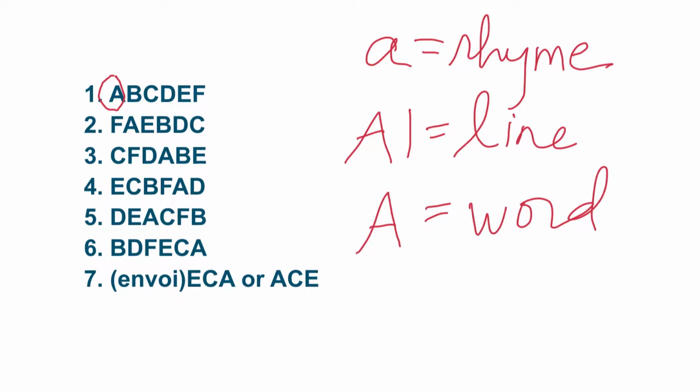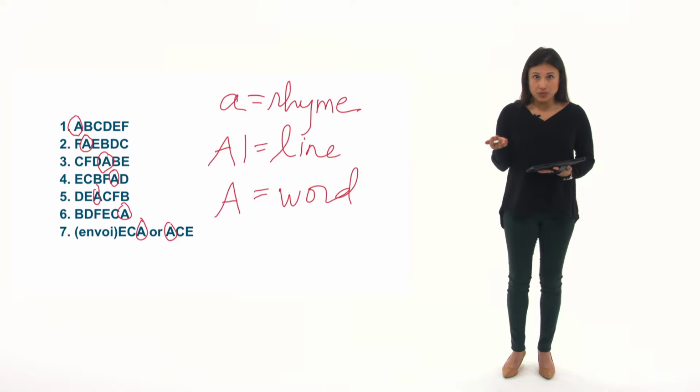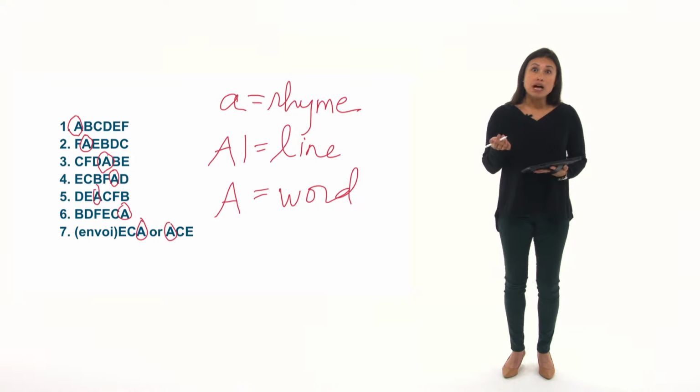However, that word A in the first stanza is the same word A in the second stanza, as well as the third, as well as the fourth, the fifth, the sixth, and in the envoy. The word cannot change. All the other words in the lines are free to be whatever they want to be. But the poet must come back to that same word at the end of the line.